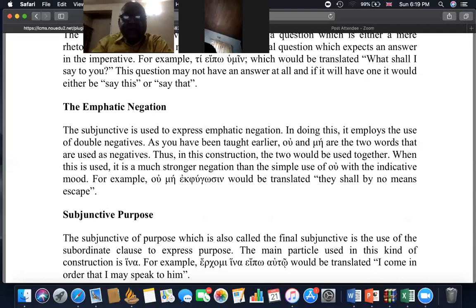Is this word stronger? It should be stronger. It's stronger because of the two negative particles.